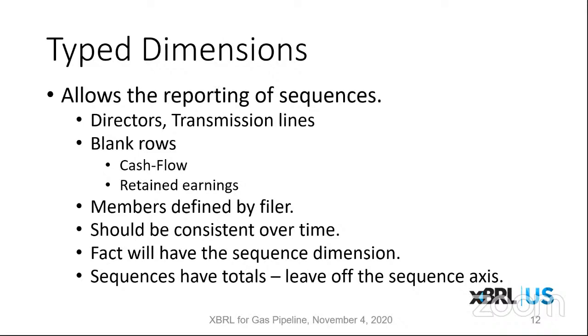The type dimension itself, you basically define a member that's defined on it. And what that means is each individual row has an identifier. A member is like saying, this is row 1, or this is row 2, or this is row 3. So those members can be defined, you define. However, the members should be consistent from period to period.